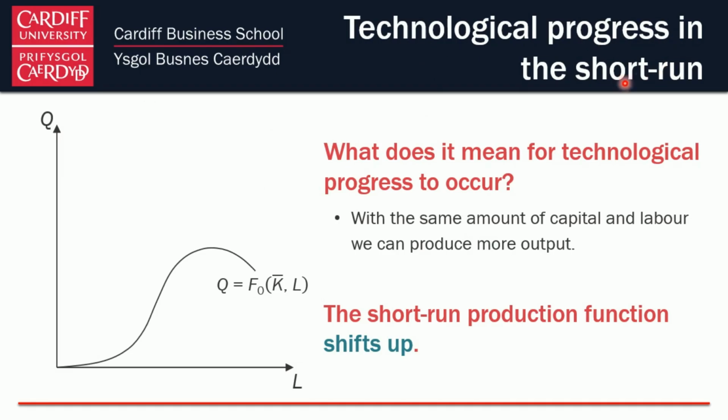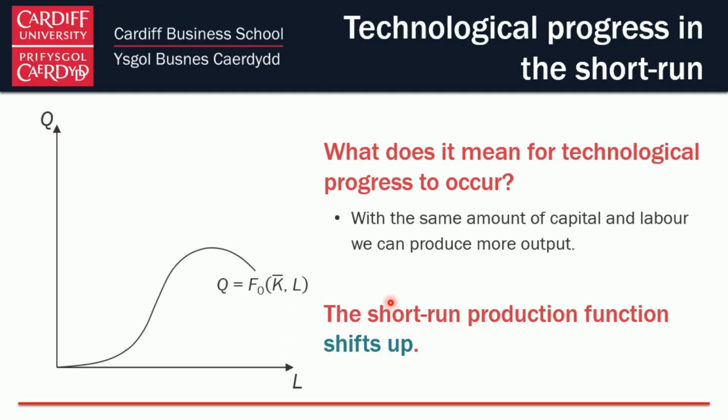Technological progress in the short run: how do you account for that, or how do you show that in a graph? So we have our usual graph where the output is here, labor there. Q is equal to F0. F0 is your initial production function, with a certain amount of capital, and labor is obviously flexible.